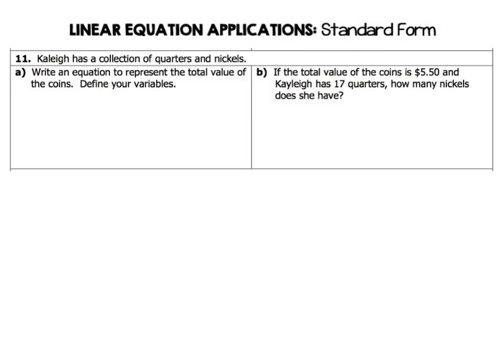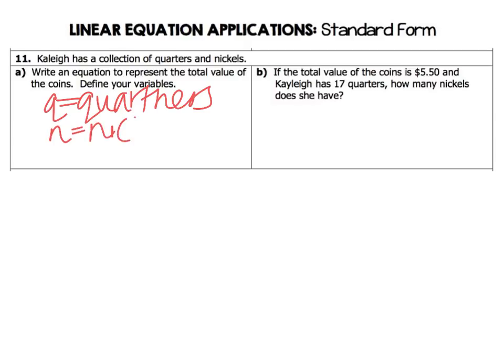All right, the last example we're going to do together is a linear equation application involving standard form. So Kaylee has a collection of quarters and nickels. Write an equation to represent the total value of the coins. So we want to write an equation, and we're going to say that Q stands for quarters, N stands for nickels, and T stands for the total value.